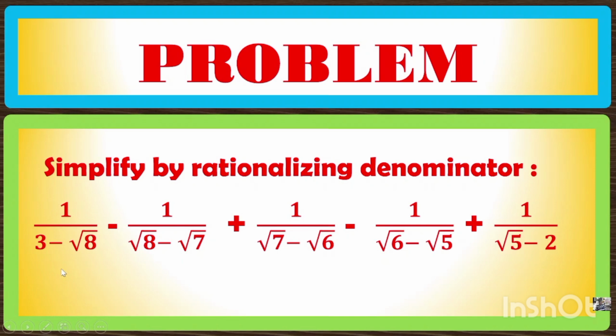Here you see clearly the denominator of every expression is an irrational number, and whenever you are simplifying, students, all of you know we have to rationalize the denominator by multiplying a suitable rationalizing factor or conjugate factor. All of you know what is a conjugate factor, what is a rationalizing factor. Okay, let's see the solution. Let's write the expression once again.